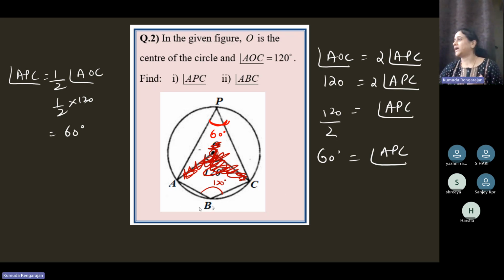APCB is a cyclic quadrilateral. Opposite angles are supplementary. Angle P plus angle B is equal to 180. So if angle P is 60, B is equal to 180 minus 60, which is 120. That's it.